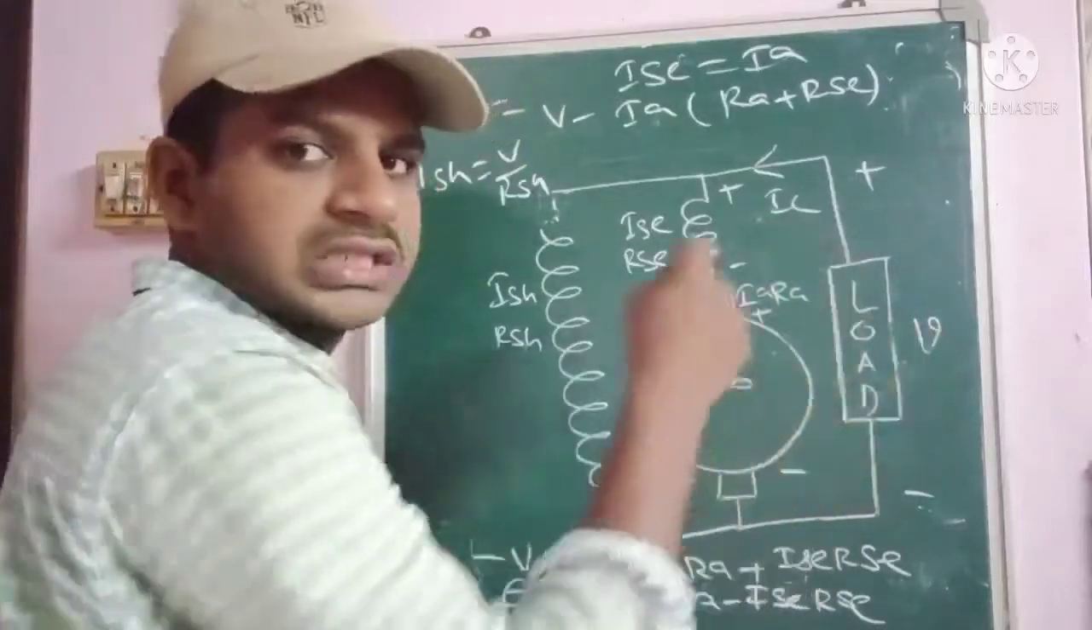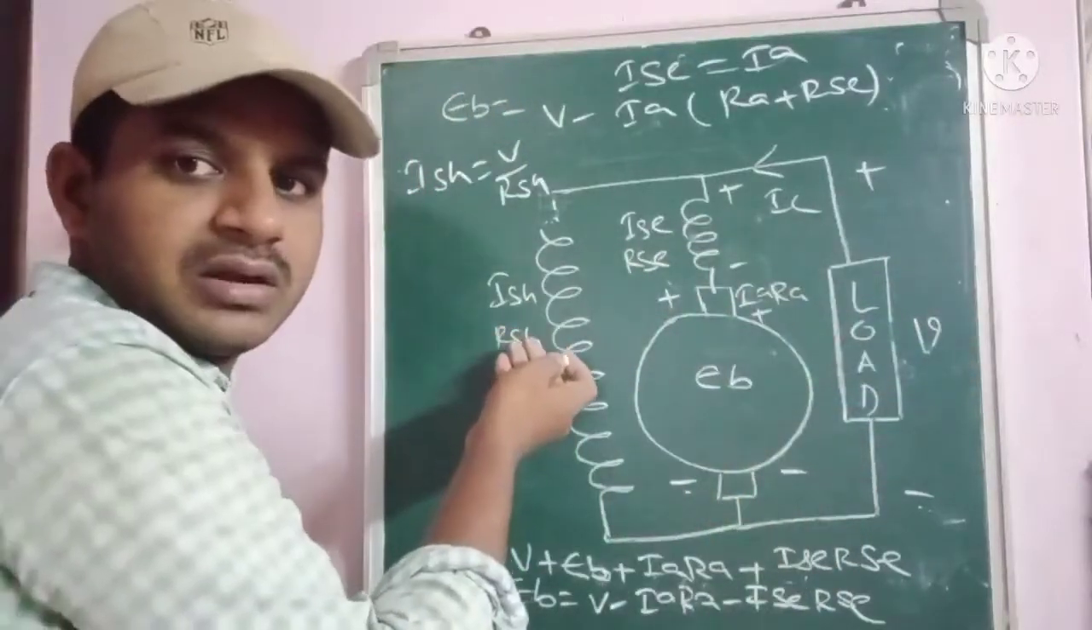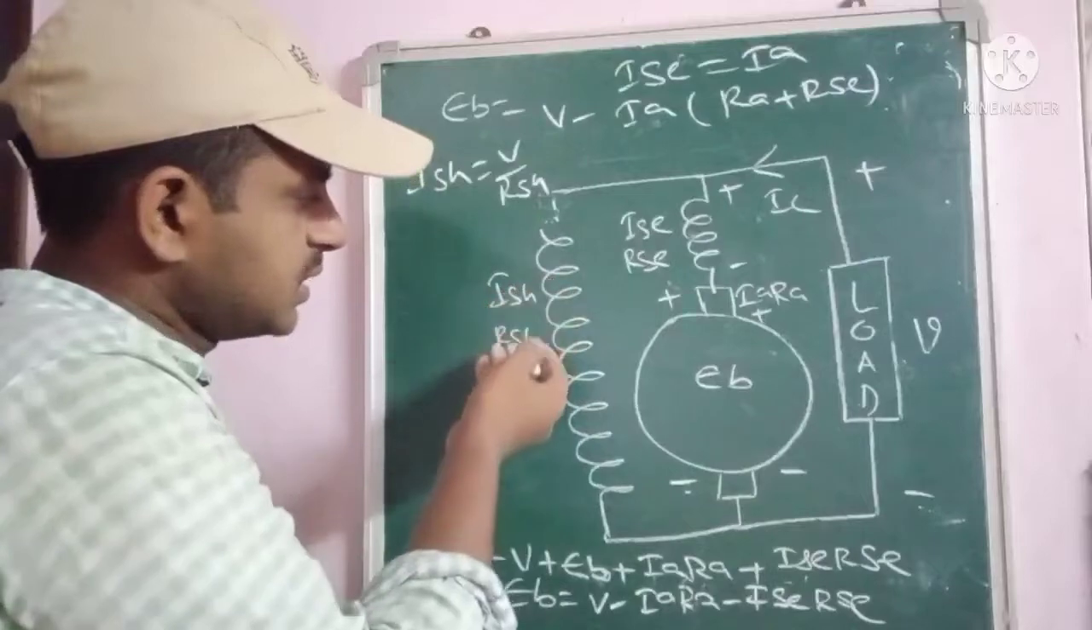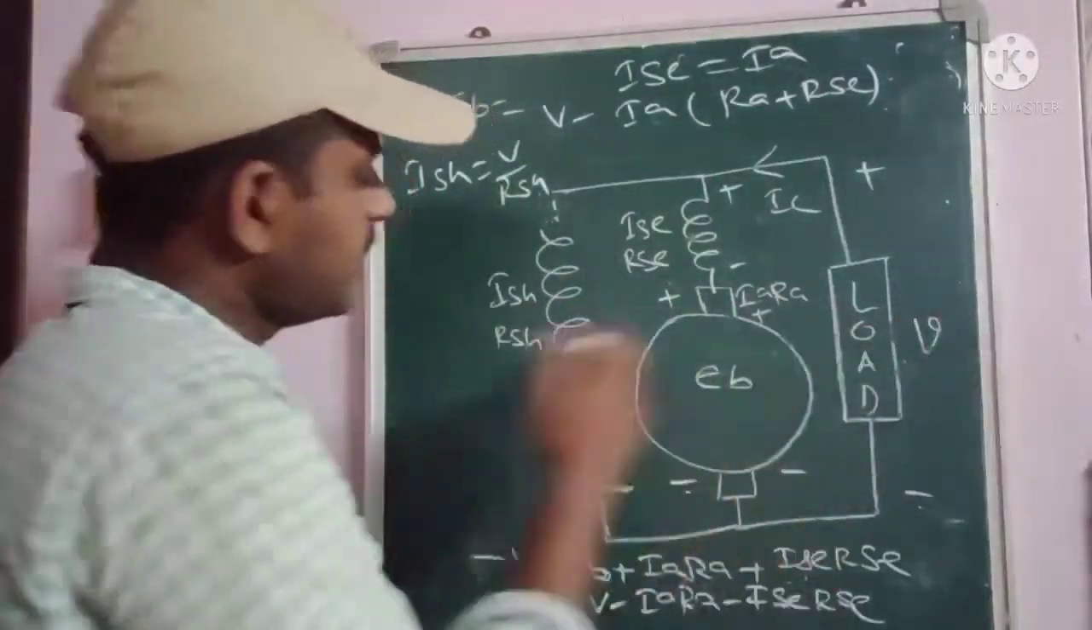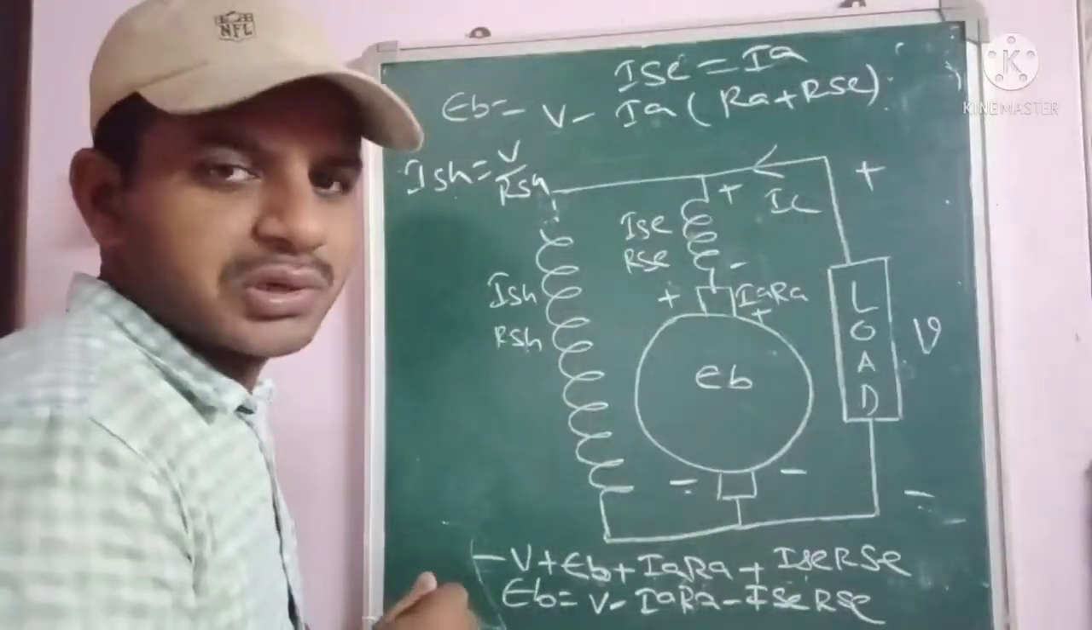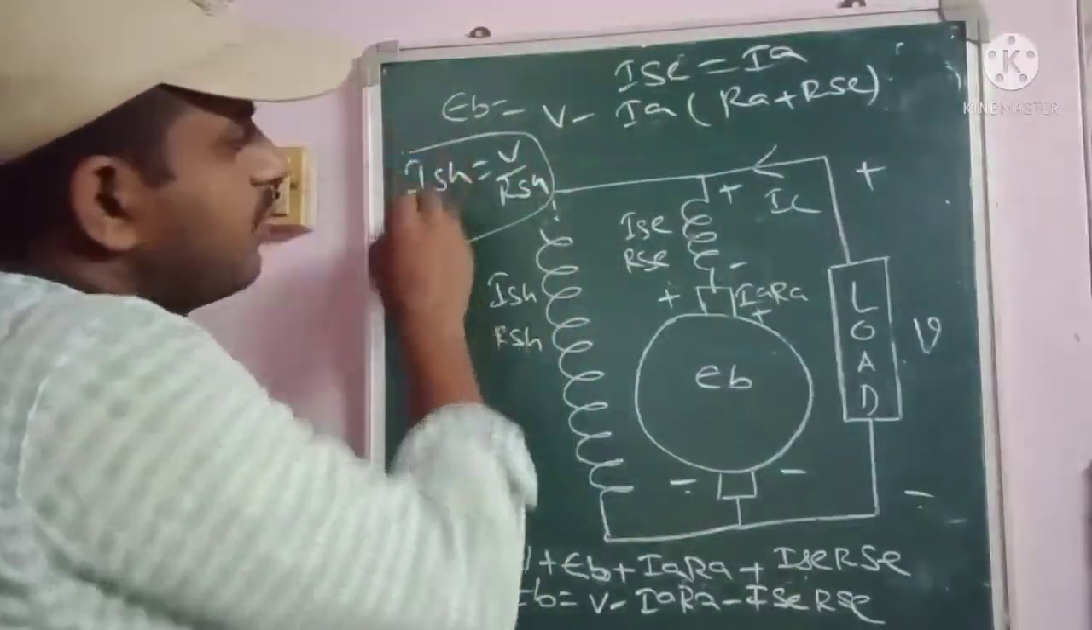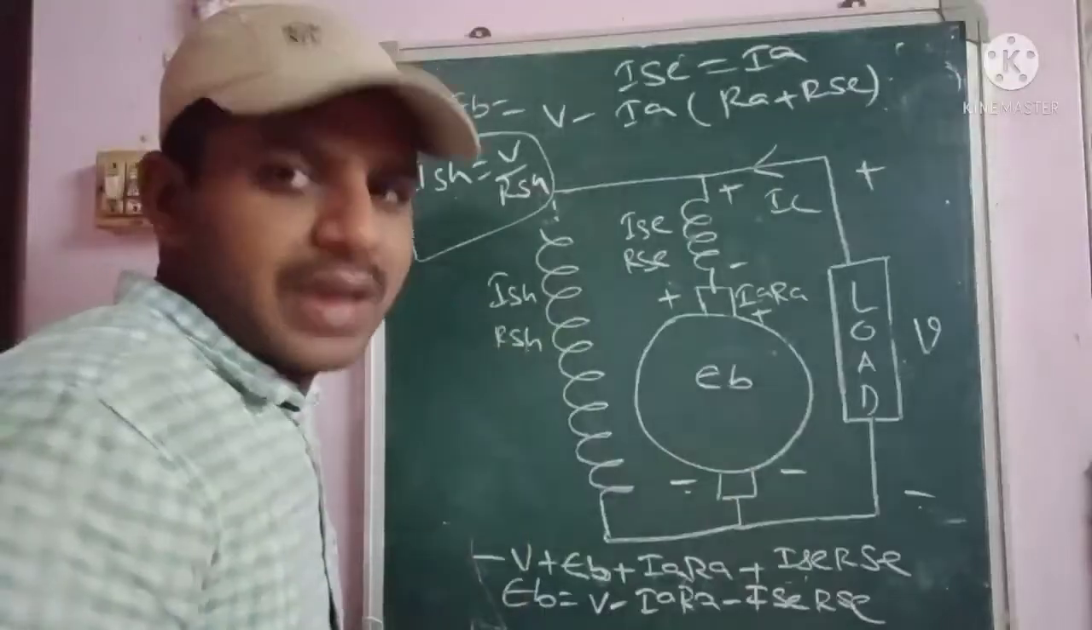So this is the load voltage V, and the total field current will be given as ISH, and the resistance is RSH. According to Ohm's law, ISH is equal to V by RSH. So this is the long shunt compound motor current equation as well as the back EMF equation.